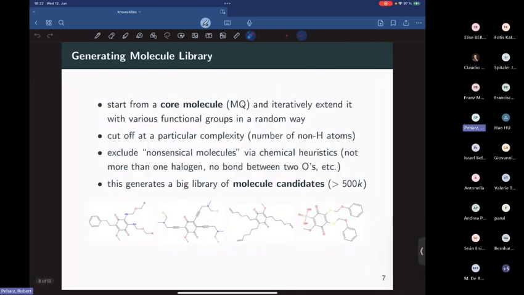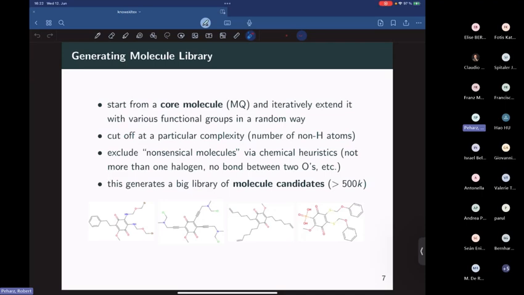So we start from our core molecule, this MQ molecule, and iteratively extend it with various functional groups. If things become too crazy, we just stop. Essentially this molecule can grow, but if it exceeds a certain complexity, measured in terms of the number of non-hydrogen atoms, we stop. This produces a lot of random molecules, and then we exclude nonsensical molecules by applying chemical heuristics.